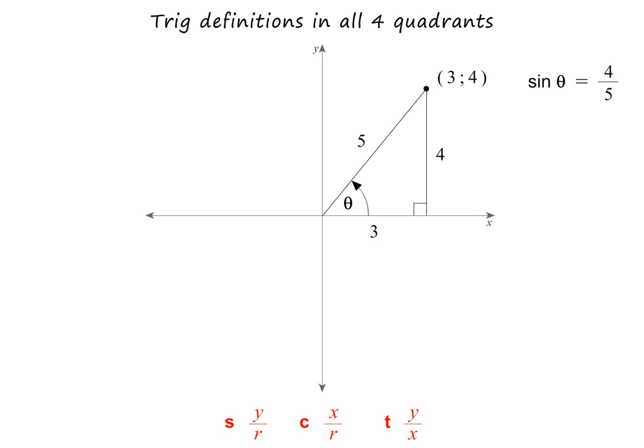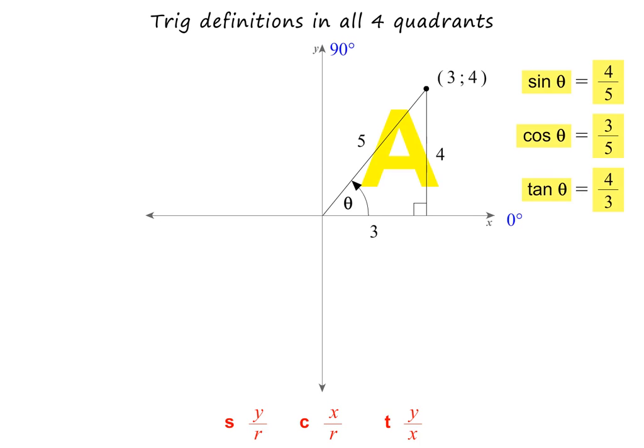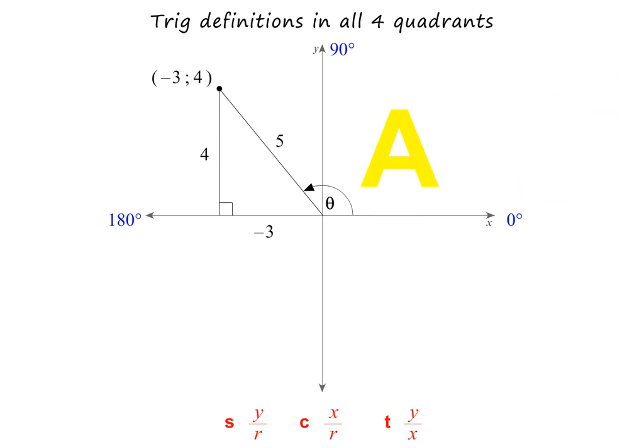In this example, sine theta is 4 over 5, cos theta is 3 over 5, and tan theta is 4 over 3. It is clear that all 3 trig ratios are positive in the first quadrant. In other words, where theta is an acute angle between 0 and 90 degrees. Let's investigate what happens in the second quadrant. In other words, where theta is an obtuse angle between 90 and 180 degrees.